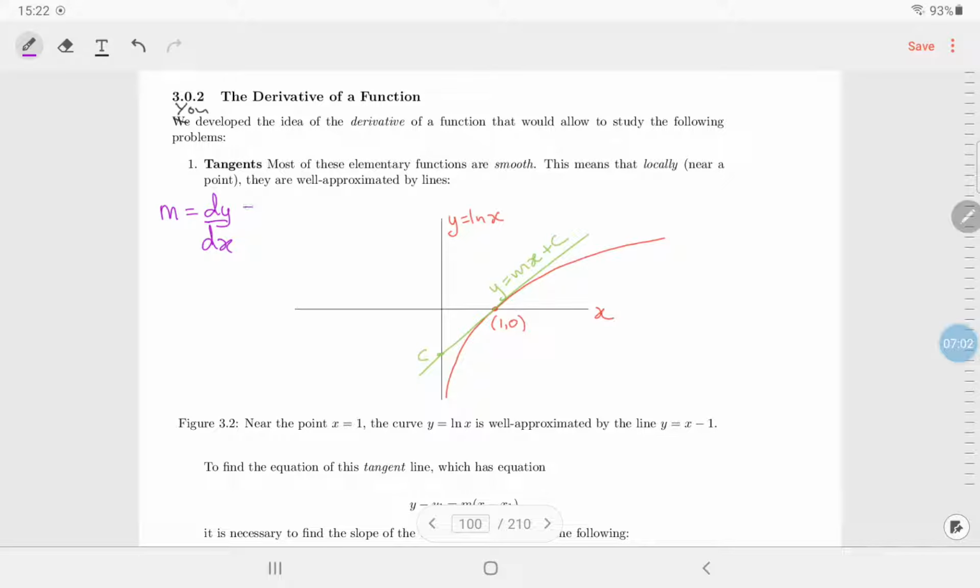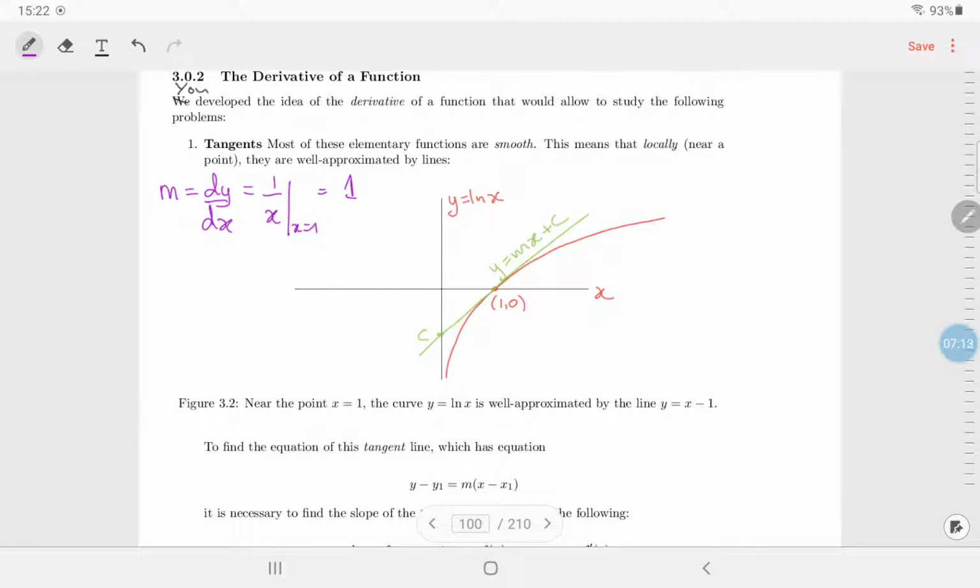Now you say, what's the derivative of log of x? Well, you go into the tables for that. You get 1 over x, and then evaluate that at x equal to 1. 1 over 1 is equal to 1. So the slope is 1, and we have a point 1, 0. So we do y minus y1, so the y1 here is 0, is equal to m times x minus x1. So we end up with the equation of this tangent line: y minus 0 is just y, and 1 times x minus 1 is just x minus 1. So that's where we get that equation.